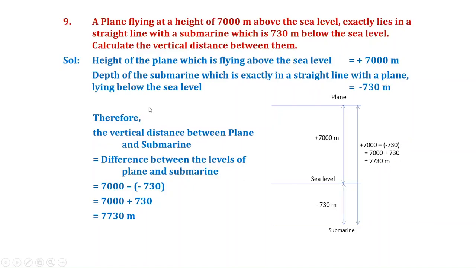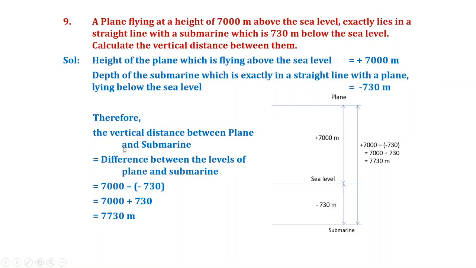So observe here in the form of steps. First, the height of the plane which is flying above the sea level, I am taking it as a positive number, which is plus 7,000 meters. The depth of the submarine, which is exactly in a straight line with the plane, is minus 730 meters, which is lying below the sea level.